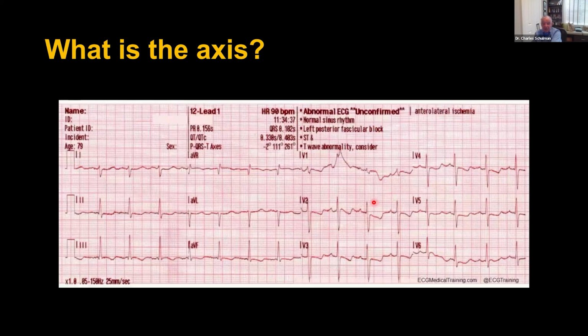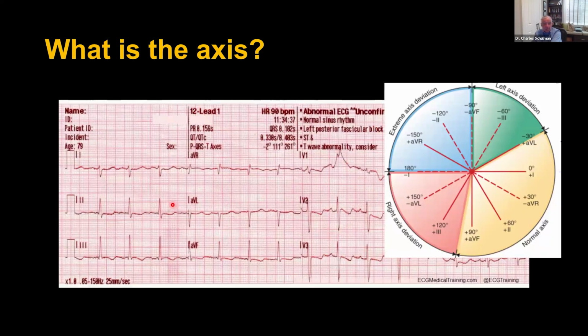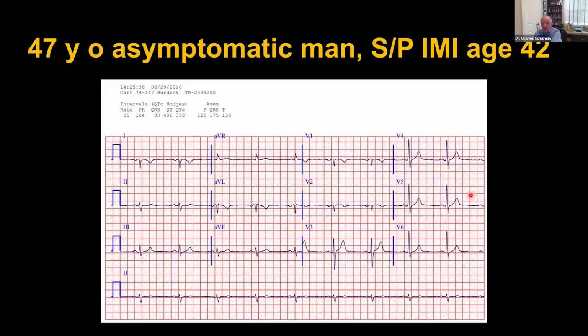Okay, here's another one. Here, lead 1 is negative. Right, it puts it over here somewhere, and positive in AVF. So that puts the vector down here somewhere in right axis deviation. So this is right axis deviation. The other one was left axis deviation.